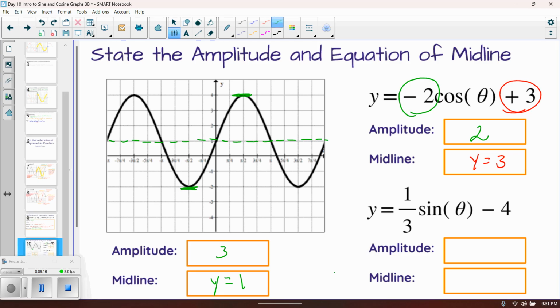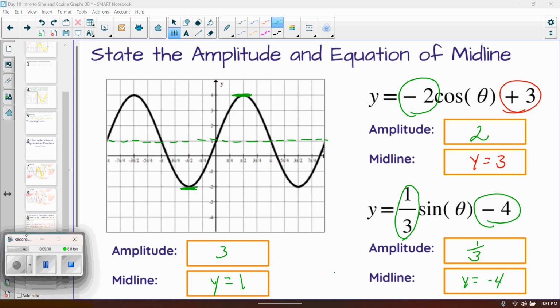The amplitude, it's the number out in the front. That's 1/3. And the midline comes from this piece over here. That's -4. So it is y equals -4. And that's how you find amplitude and midline from the equation. All right, one more slide to go.